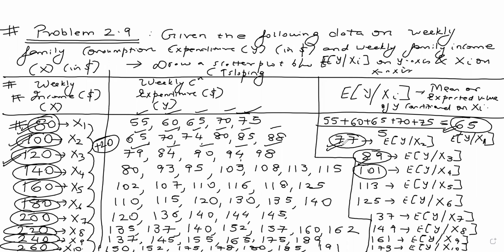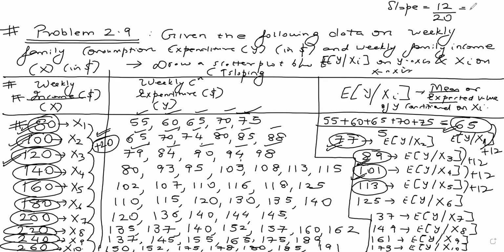77 minus 65 is how much? 12. So it went up by 12. 89 minus 77, 12. 101 minus 89, 12. 113 minus 101, 12. So every time your weekly income goes up by 20, your mean or expected value of weekly expenditure goes up by 12. So the slope is nothing but 12 by 20, which is 3 by 4, which is constant. You can see that your slope is constant.